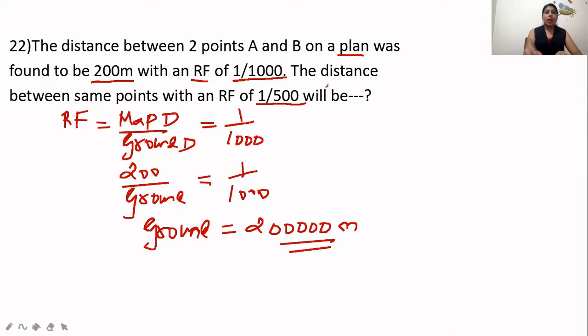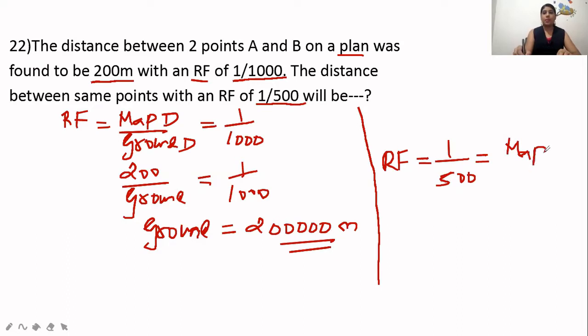Now they are asking what is the distance between the same points with the representative fraction of 1 by 500. So again we have to understand what is representative fraction. Representative fraction is 1 by 500 given, that is equal to map distance by ground distance. Now this 1 by 500 is equal to, what is map distance? That we have to find. They asked what is the distance between the same points. So map distance we have to find out, divided by ground distance.